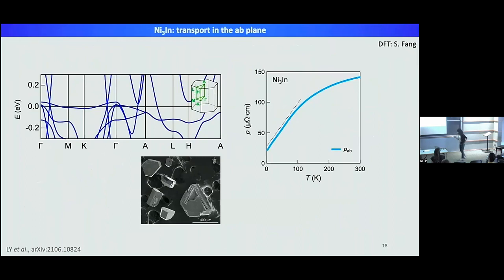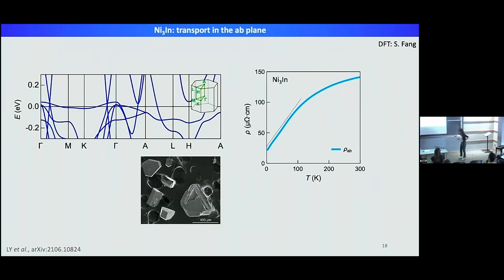So this is a SEM image of some of the crystals we grew in our lab, which you can see has the hexagonal morphology. Right. And with these crystals, we can do transport and thermodynamic measurements. And this is the in-plane transport of this material, where we can see that, roughly speaking, below 100 Kelvin, the resistivity behaves linear in temperature, and it starts to roll over at higher temperatures.